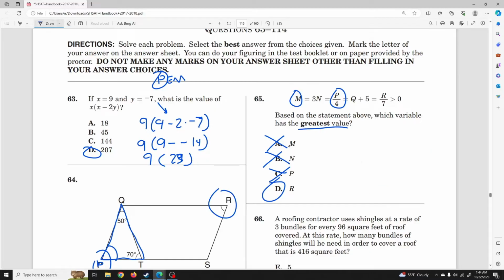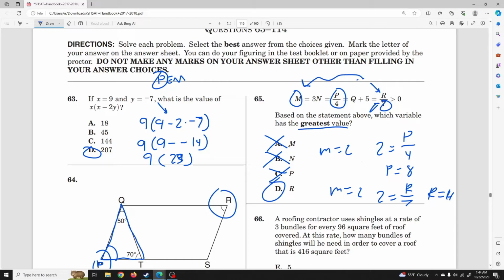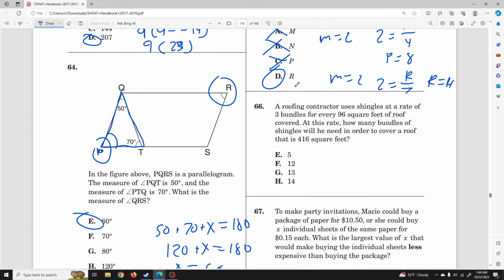And I could prove that to you. If m is equal to 2, that means that 2 is equal to p over 4. That means that p is equal to 8. But if m is equal to 2, that means that 2 is equal to r over 7, which means that r is equal to 14, right? So the bigger number you divide it by, the bigger the numerator has to be in order for it to equal the same number as p over 4, right? So r is the biggest number there.